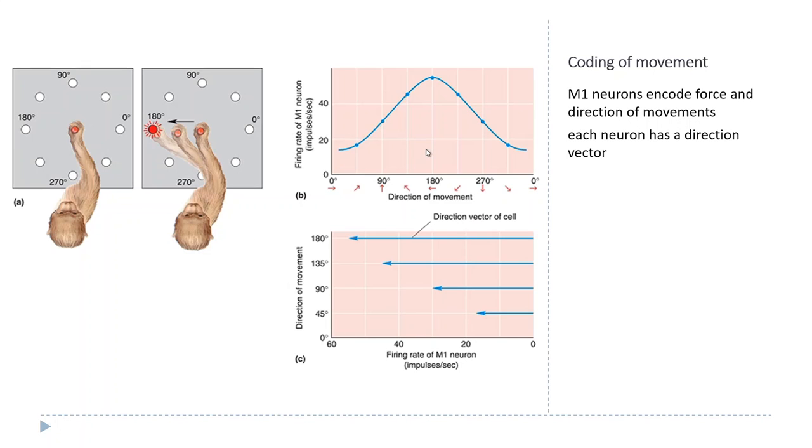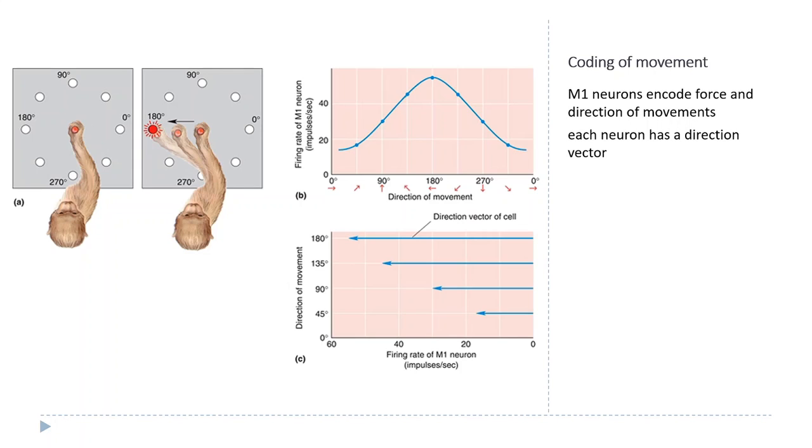For example, this particular neuron seems to fire the most when the monkey moves the joystick to the left, straight to the left. It also fires at other angles, so it fires a little bit between 180 and 90, and a little bit between 180 and 270. It still fires a little bit at 90 degrees and at 270, but once you get close to 0 degrees, meaning moving directly to the right, this neuron does not fire much at all. So that seems to be the direction vector for that particular neuron.